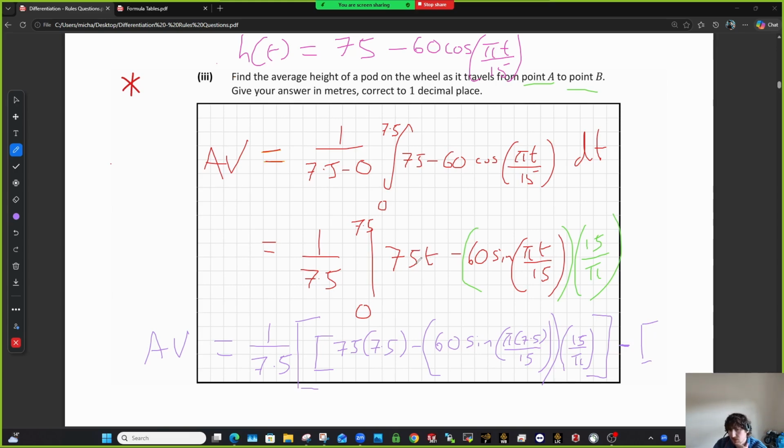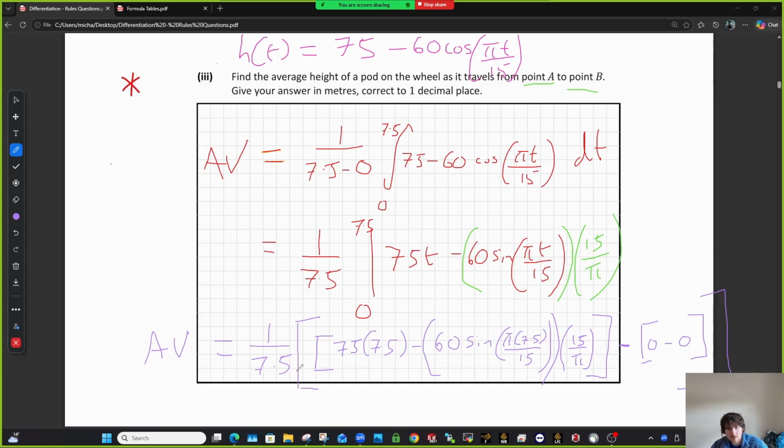Now this is pretty easy. We're putting 0 in here. So it'll be 75 times 0, which is 0. Now we should all know what sine of 0 is. Sine of 0 is 0. So then it's also a minus 0 here. Okay. So hopefully people are good with that.